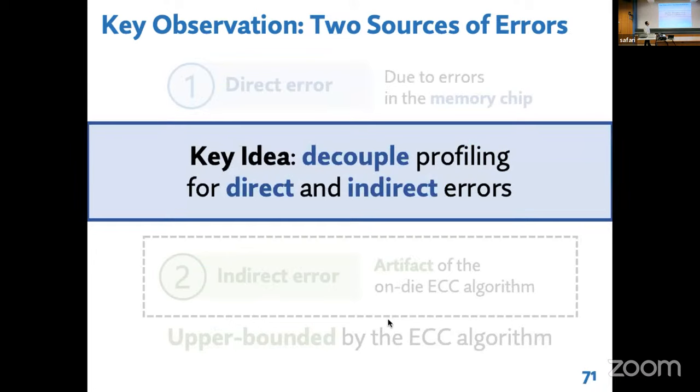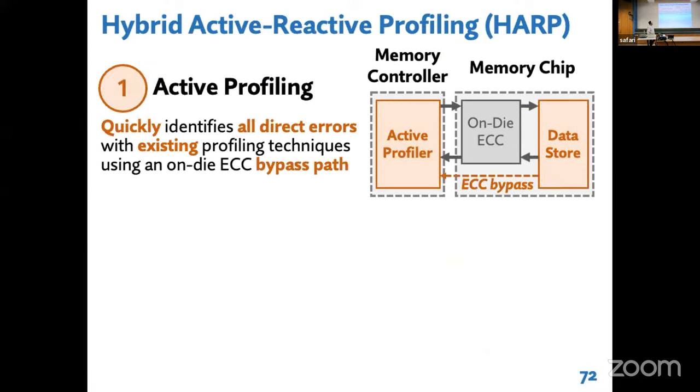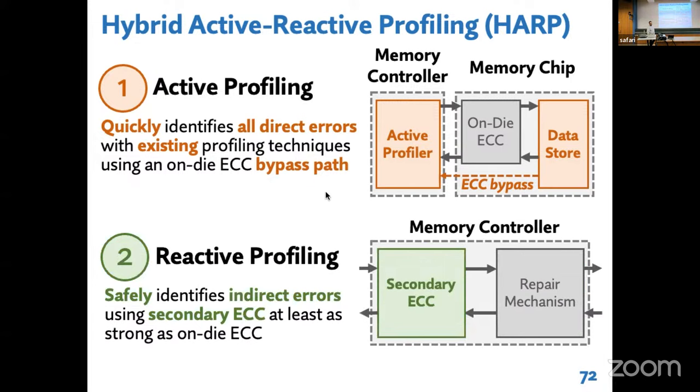Yeah. And the key idea here is to decouple the profiling for direct and indirect errors. And how do you do that? You keep doing the active profiling. You quickly identify all direct errors with existing profiling techniques using an on-die ECC bypass path. And you also do something called reactive profiling that safely identifies indirect errors using secondary ECC, at least as strong as on-die ECC.